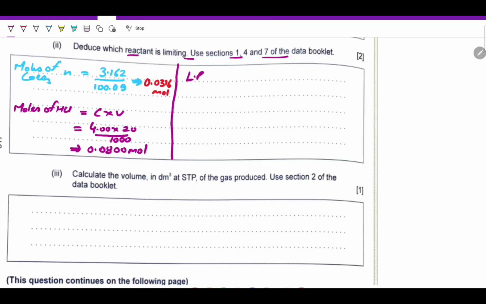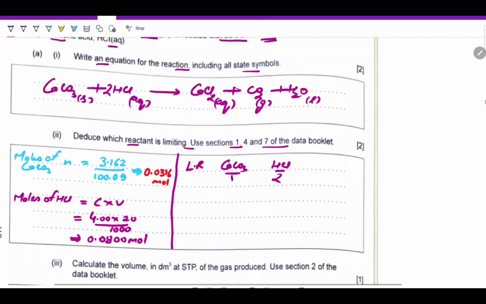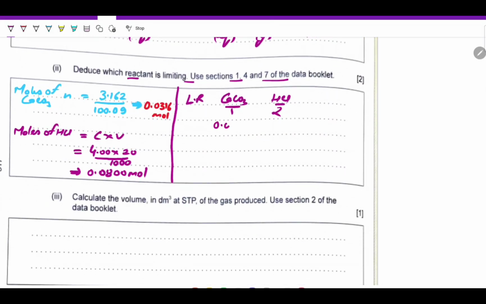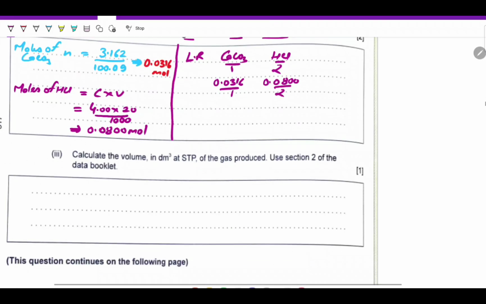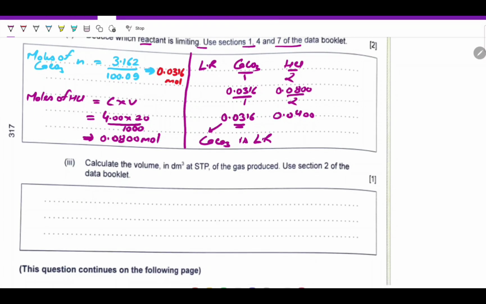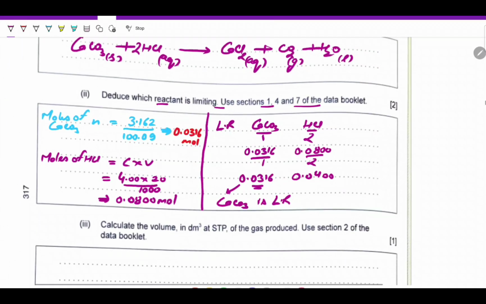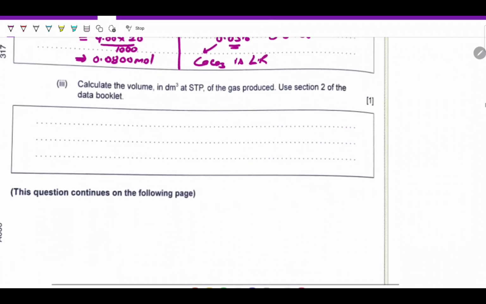Now, in order to find the limiting reagent, I have to divide the CaCO3 moles by 1 and the HCl moles by 2, because the ratio is 1:2. Therefore, 0.0316 upon 1 and 0.0800 upon 2. It is 0.0316 and 0.0400. Since CaCO3 has the fewer moles, CaCO3 is my limiting reagent. Okay, this is the B part of this question. That is question 4A, part 2.